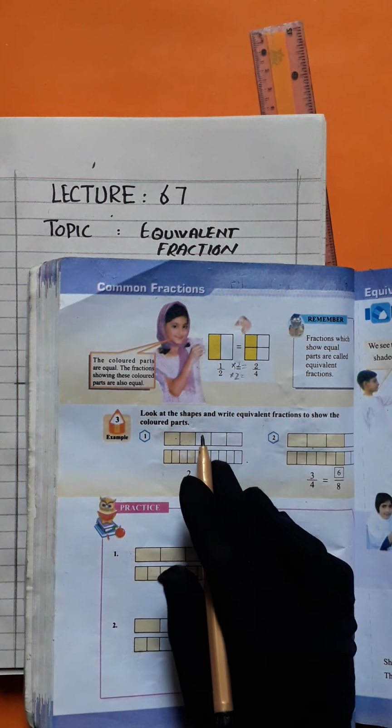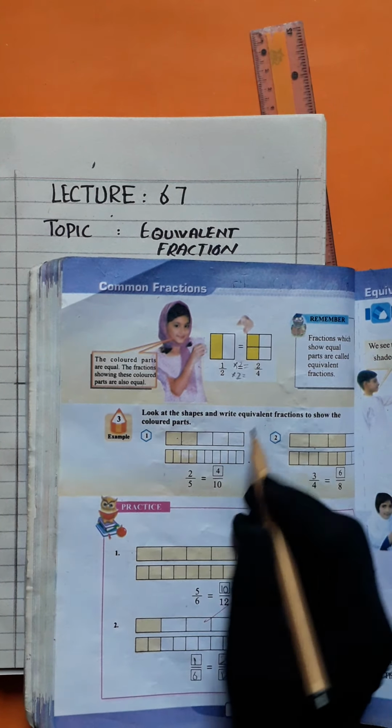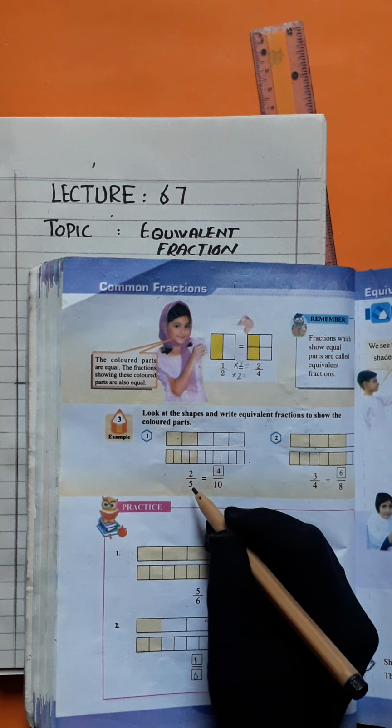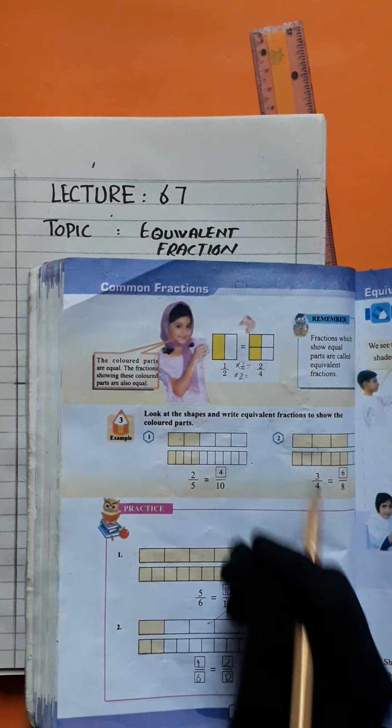Look at this figure. Here 1, 2, 3, 4, 5. 5 parts are given, 2 parts are shaded. And if we double 2, if we multiply 2 with 2, we get 4. And if we multiply 5 with 2, we get 10. So simply we can say that these are equivalent.